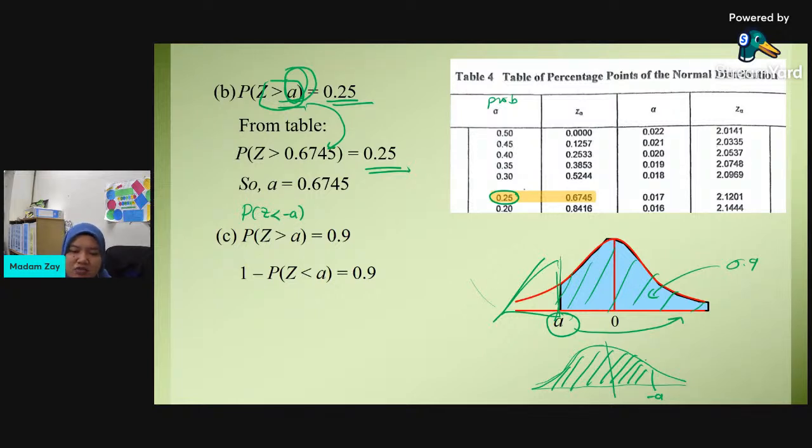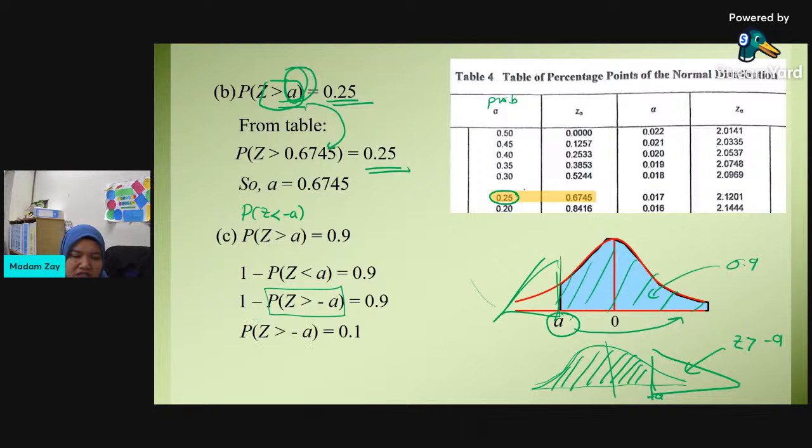Okay, tapi kita tahu kita boleh ambil guna complement event. Kat sini 1 tolak segitiga yang kecil tu. So, dia sama dengan 1 tolak probability of Z more than negative A. Okay, so this area is Z more than negative A. Tak apa ke negatif? Tak apa, kita tengok macam mana nak buat. Okay, so 1 minus probability of Z more than negative A sama dengan 0.9. So, jadikan yang kita nak cari ni sebagai perkara rumus. So, probability of Z more than negative A is equal to 0.1.